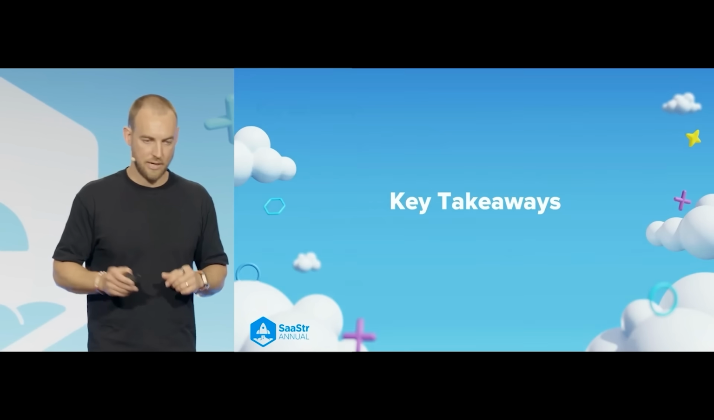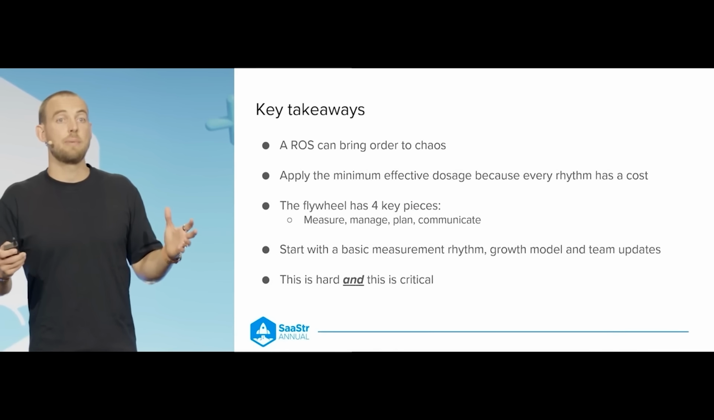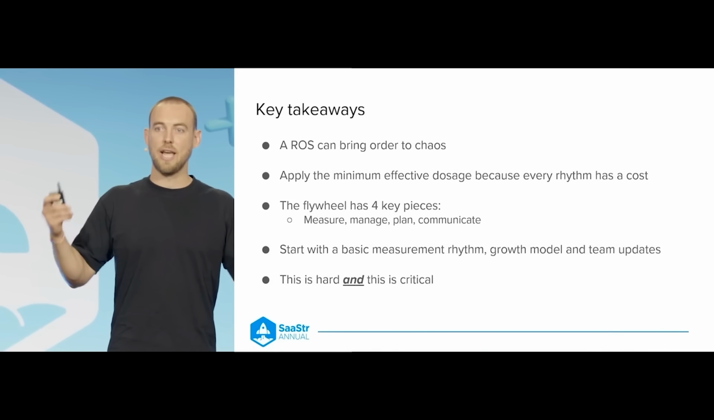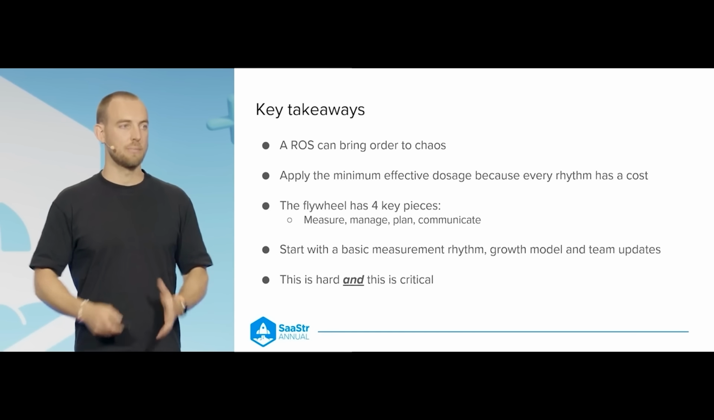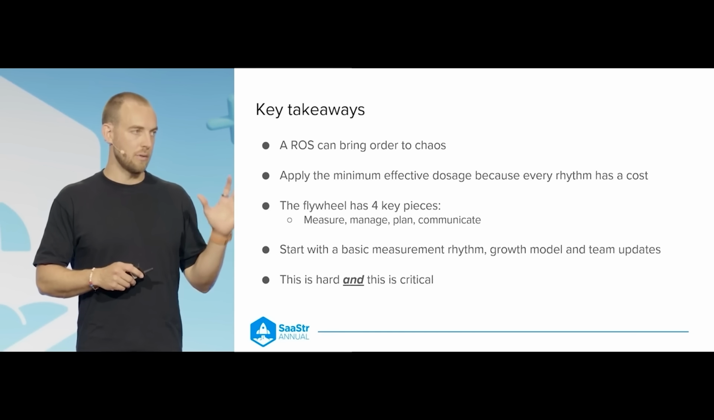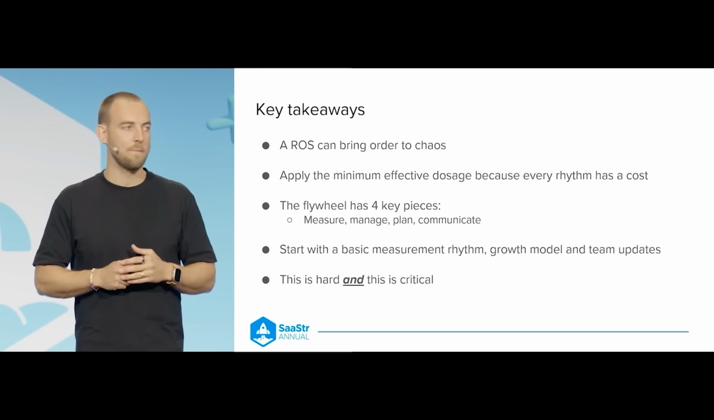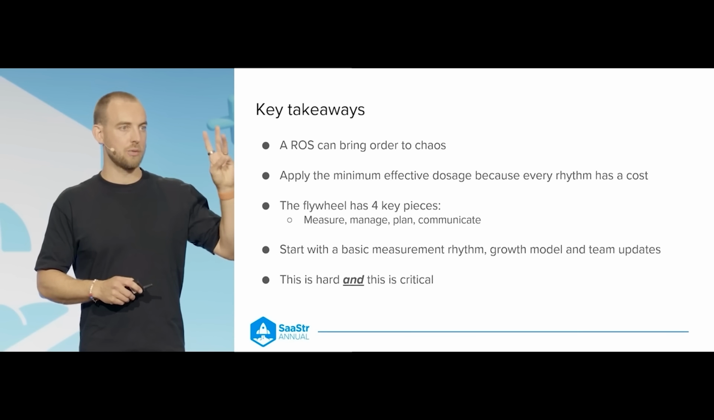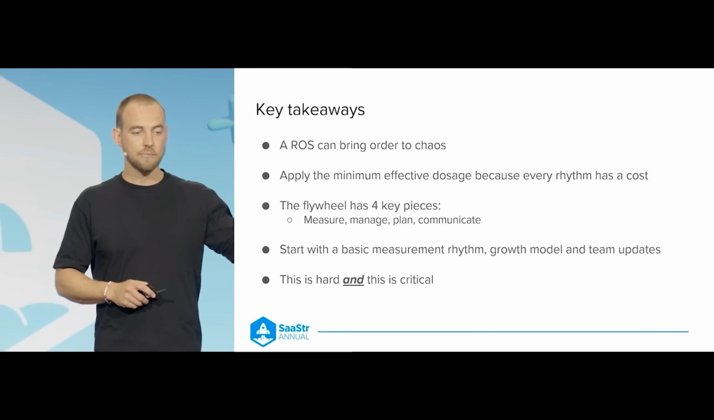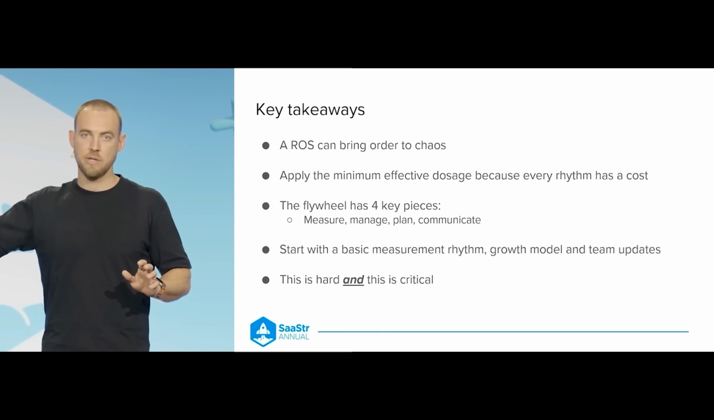All right, our key takeaways. Final reminder on what we covered today. Your revenue operating system is here to bring order to chaos, to keep you out of the vortex, to make things predictable and to push your organization faster. We're going to apply the minimum effective dosage. Just do the smallest amount to get you the outcome you want. And there's 4 pieces to this flywheel. We want to measure, we want to manage, we want to plan, and we want to communicate. Start with the basics: measurement rhythm, growth model, and your team rhythms.